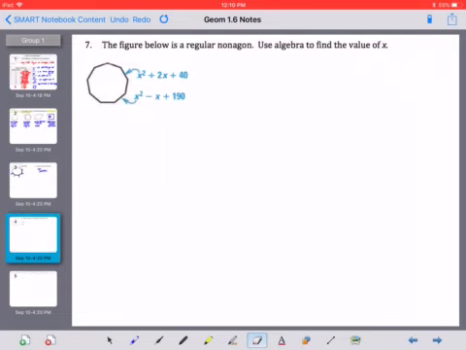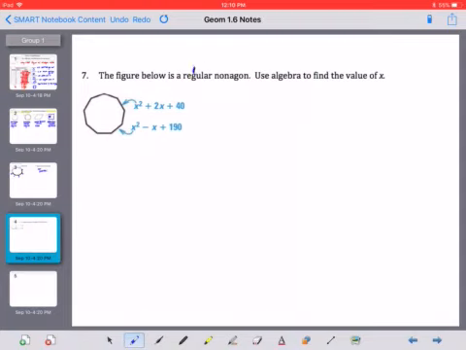Alright, last example for today, some algebra. So in this figure, it is a regular nonagon. Do you remember what regular means? I do. It means that all the sides are the same. So all sides are equal. Well, if that's true, this side and this side have to be equal.